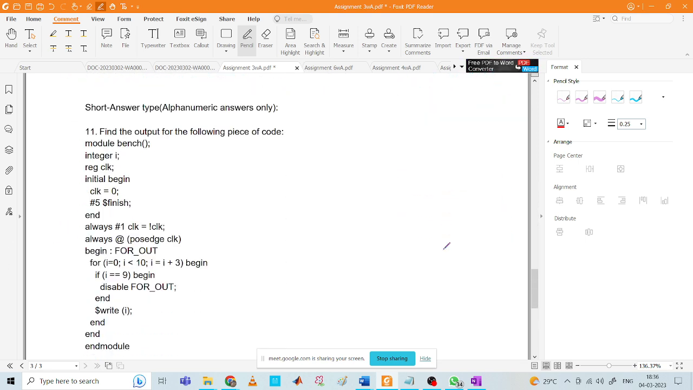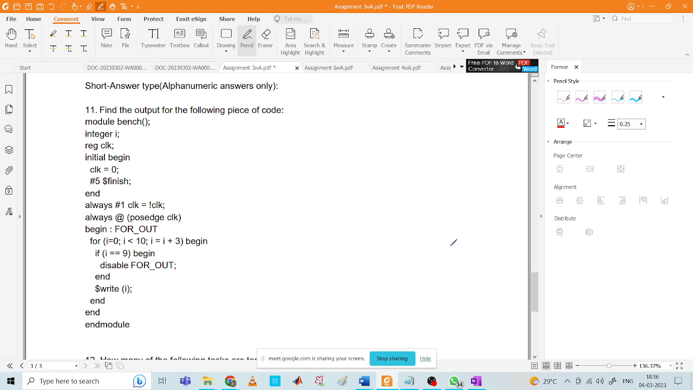Yeah. Nice. So what would be the output of this code? Can anyone please work through this code and tell me? I'll give you 2 minutes.